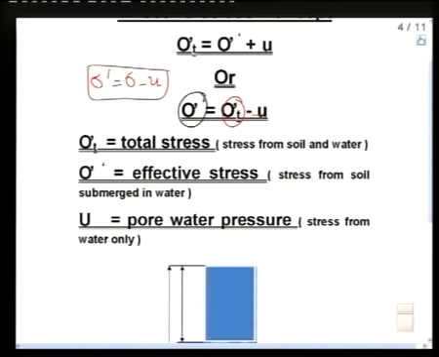And u, what is u? Actually, I have to write it sigma W, but we will use this symbol, u. And by the way, u small, you don't need to write it big. It's the stress held by water only. From now on, we will call it pore water pressure. So, I can translate this to: effective stress equals total stress minus pore water pressure.